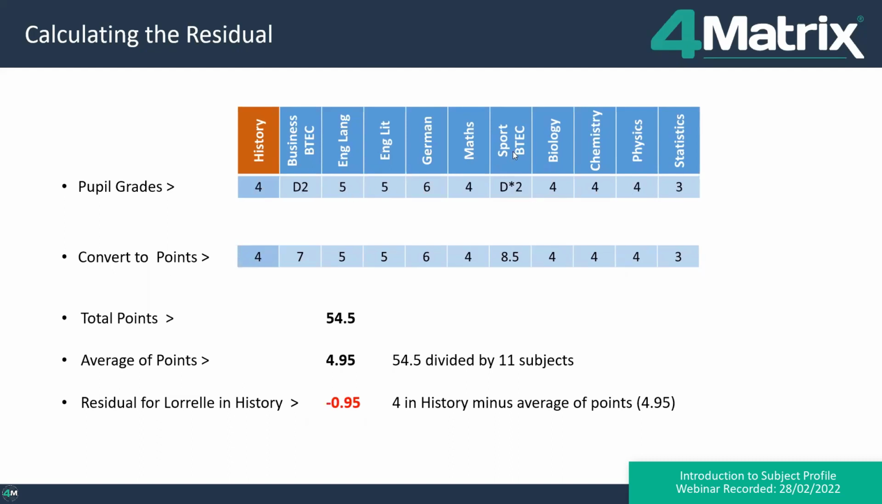So you can see the D star 2, for example, in the Sport BTEC is worth 8.5. D2 in Business BTEC is worth a 7. If we total all those up, it comes to 54.5. And the average of those points is 4.95. So 54.5 divided by 11 subjects. So the residual for Laurel in history is minus 0.95, which is the 4 she got in history, minus the average of her points in other subjects, which is 4.95.